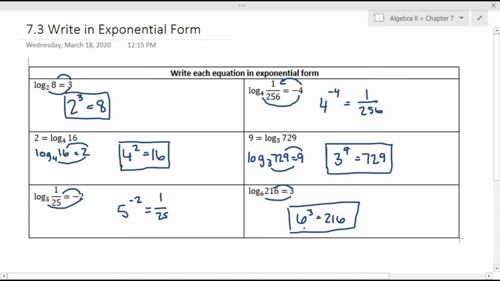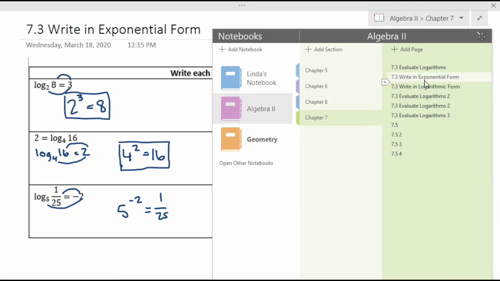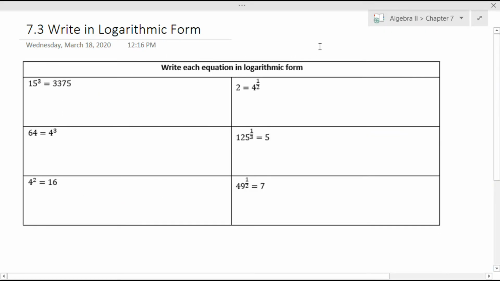Now we're going to go the other way, from exponentials to logarithms. It's pretty much the same thing. You have to make sure the exponent is on the left over here, and then do the swoop-de-doop method. The base is going to stay the base. So log base 15 of 3,375 is equal to 3. That's it.